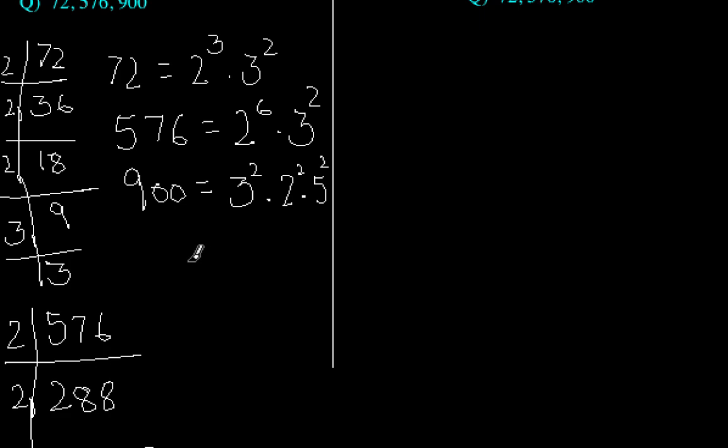Now how do we find the LCM? We look at the highest power of each prime factor. In this case, the highest power of 2 is clearly 6 from 576. So we can write 6 here. Now into 3, the highest power of 3 is 2, which is in all the three cases in fact. And then we have a 5 also with a power of 2. That is the highest power of 5. So this will be the required LCM of the three numbers 72, 576 and 900. This will come out to be 14,400.